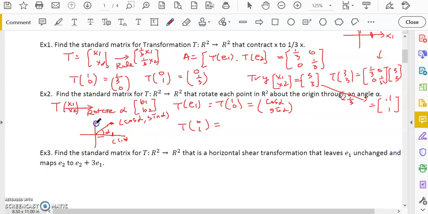So T(0, 1) would be here, right? Well, if this rotates over here by alpha, that means you're rotating what? You're rotating 90 degrees plus alpha, right? So you can think of it as cosine of alpha plus 90 degrees and sine of alpha plus 90 degrees.